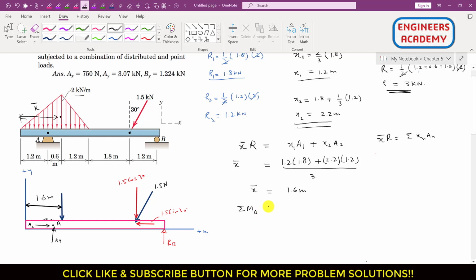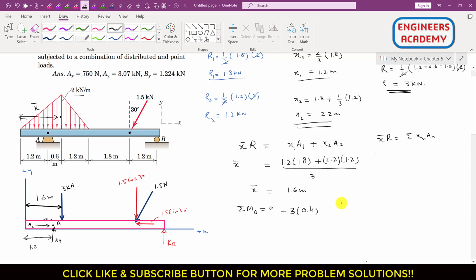So now again, if we apply the summation of moment about point A equals to 0, we will get that same answer, right? As we can see, this 3 kilonewton force is producing the clockwise moment about that point A, and the perpendicular distance of this 3 kilonewton force from this point A is how much? This whole distance is 1.6, and A is at a distance of 1.2. So 1.6 minus 1.2 is 0.4, right? So this is 0.4, and it is producing clockwise moment, so this is minus.